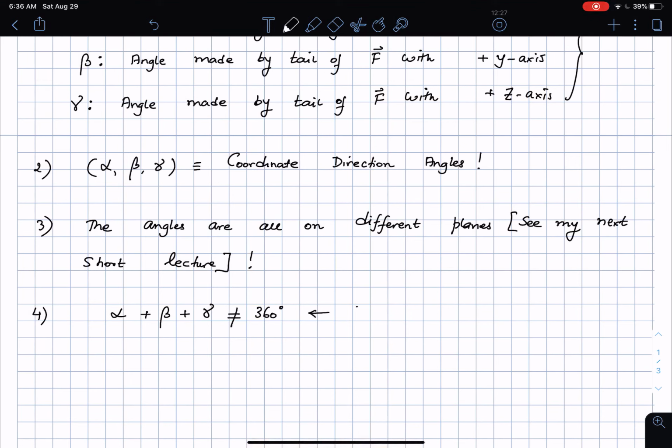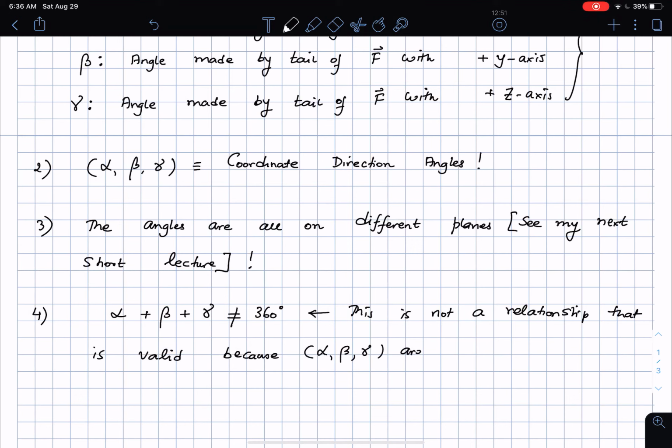This is not a relationship that is valid, because these angles are on different planes, because alpha, beta, and gamma are on different planes.